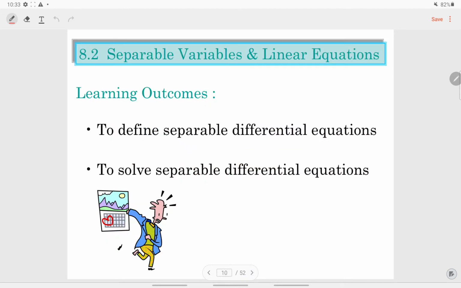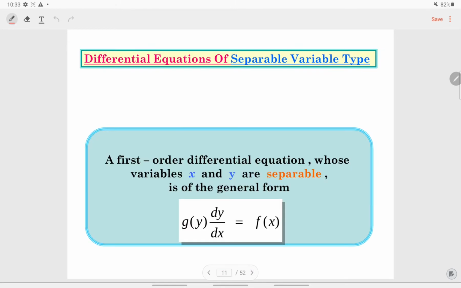The learning outcomes for subtopic 2 are to define separable differential equations and then to solve separable differential equations. Okay, look at here. A first order differential equation whose variables x and y are separable is of the general form g(y) dy over dx, here y, and then this also y, equal to f(x).